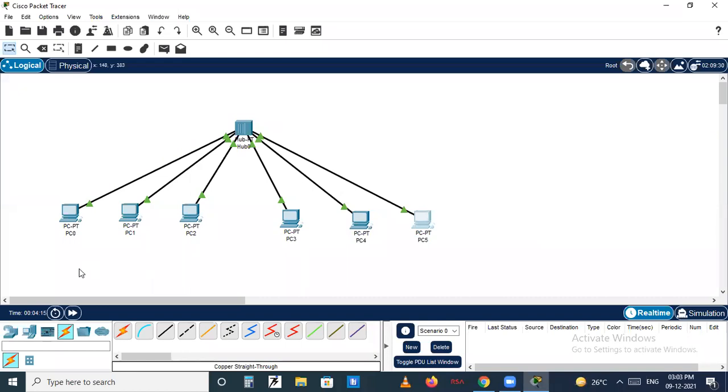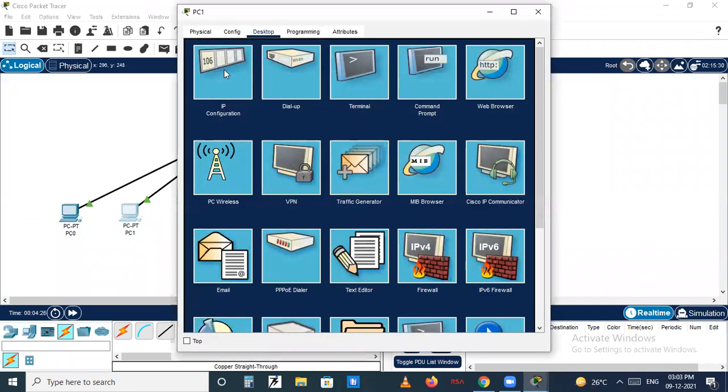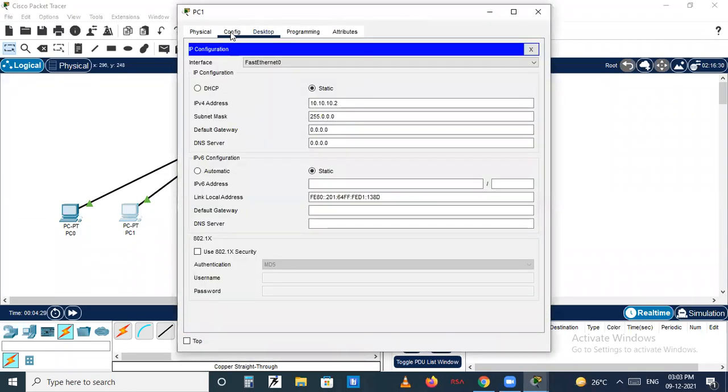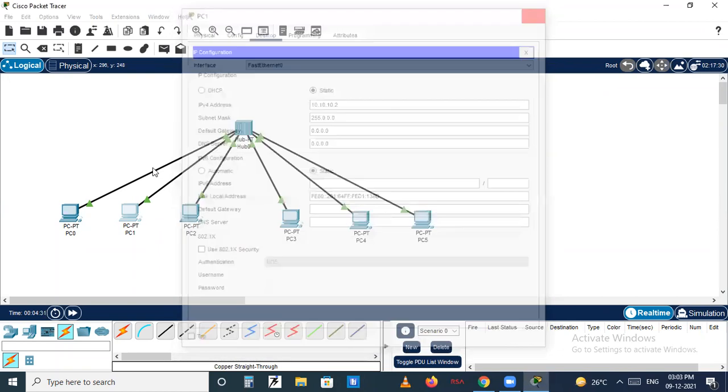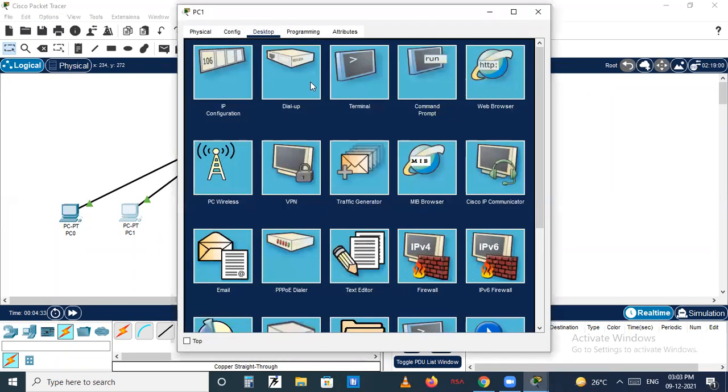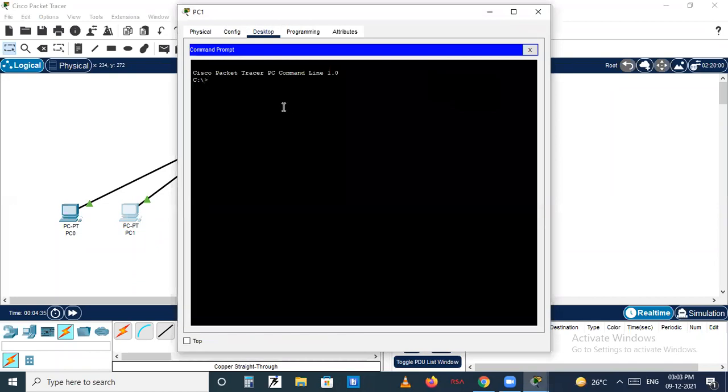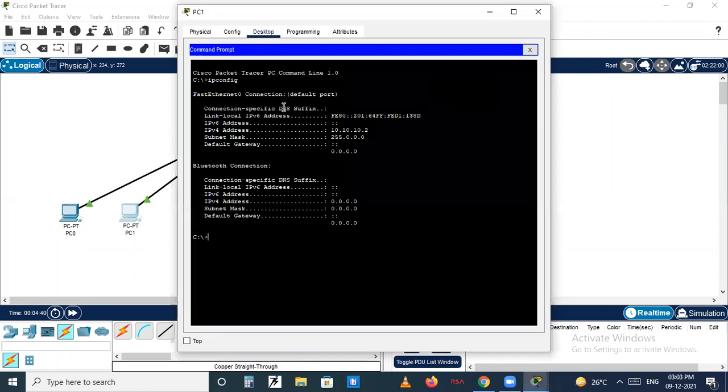So we can start pinging from any one of the systems to any of the remaining systems. Let us suppose from PC1 I want to send to PC4. So I will start pinging from PC1 to PC4. On PC1, you go to the command prompt and type ipconfig. It is 10.10.10.2. So I will ping 10.